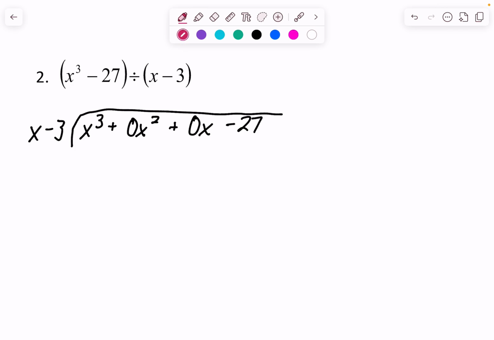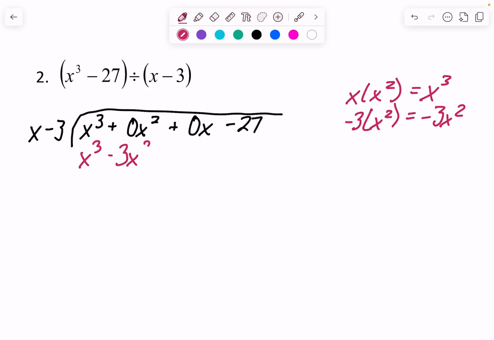So now x times what gives me x cubed? X times x squared gives me x cubed. Because I always want to cancel out the first thing. And then I take the negative 3 times the x squared. Put parentheses around it and subtract it. Okay? So the note, we're subtracting a negative. So it's going to become positive 3x squared. And we bring down a 0x.